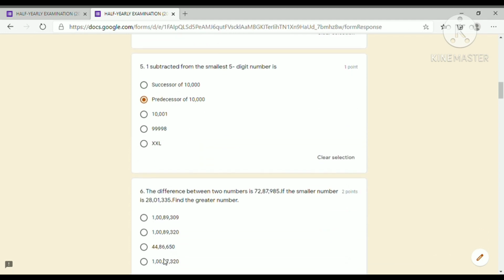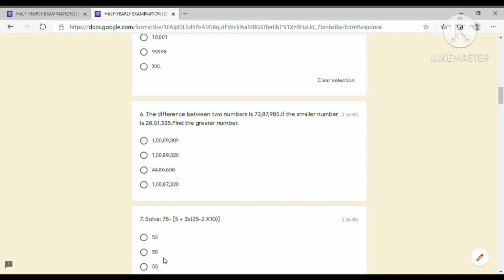Okay. Now, next move on to the next question. The difference between two numbers is 72,87,985. If the smaller number is 28 lakh 1335, find the greater number. Now the difference is given, the smaller number is given, and we have to find the greater number.